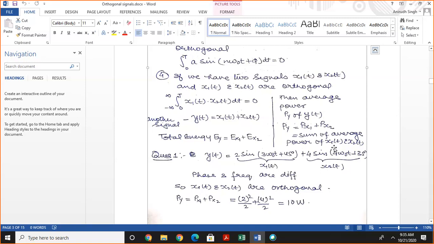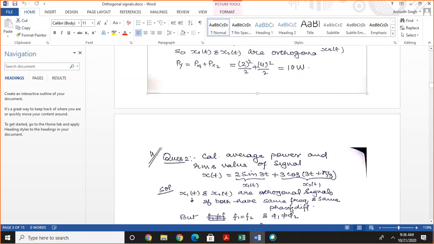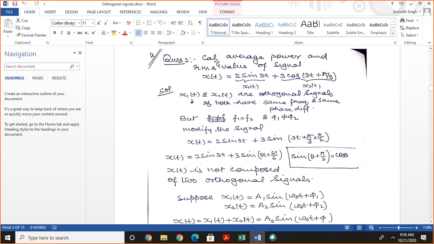These are the four rules for orthogonal signals. Let us solve some problems on orthogonal signals. y(t) is equal to 2 sine 3 omega naught t plus 45 plus 4 sine 4 omega naught t plus 35. This is the first signal x1(t) and this is the second signal x2(t). Both are sine functions, the phase is different and the frequency is different, so they are orthogonal. If they are orthogonal, then to calculate the power of y(t), we simply calculate the power of x1(t) and x2(t), and then add these two powers.